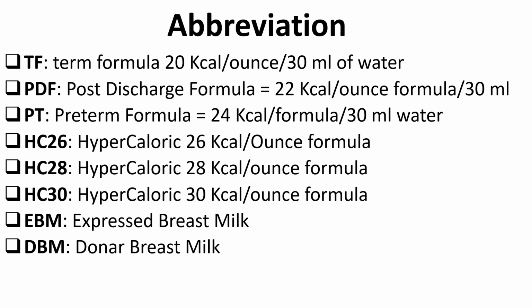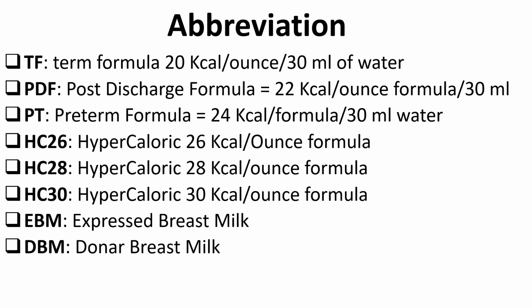So term formula, we give it to the term baby. Preterm formula, we give it to the preterm babies. And post-discharge formula, we give it to the NICU graduate premature babies. Is that clear why we call it post-discharge formula? Yes, clear, doctor. Okay. Now we also have hypercaloric formula. We don't use it all the time, but we use it once or twice or maybe thrice a day.